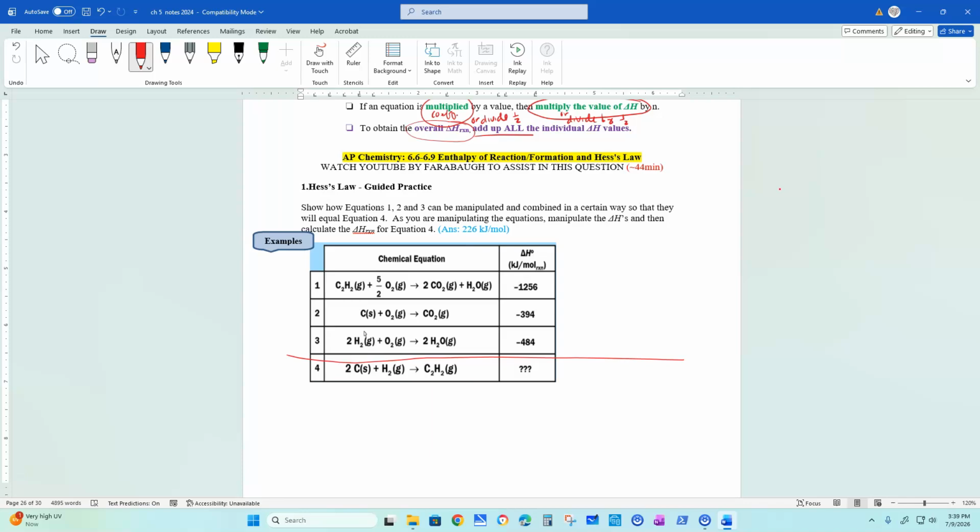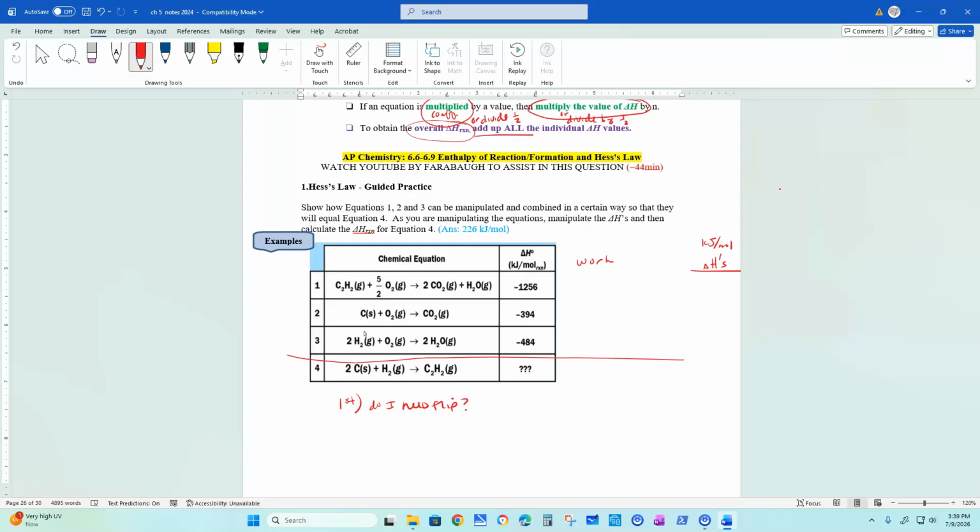Okay. So over here, I like to do my work on this side, and then I keep track of what happens to my delta H values over here. And it says the delta H's are kilojoules per mole. Well, first, number one, I like to figure out, do I need to flip any of the equations?